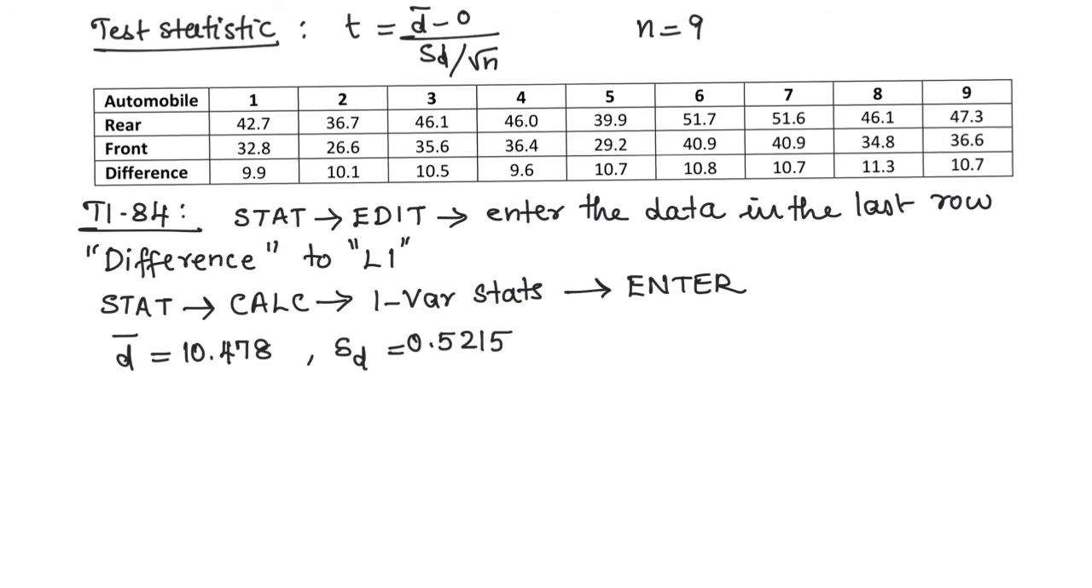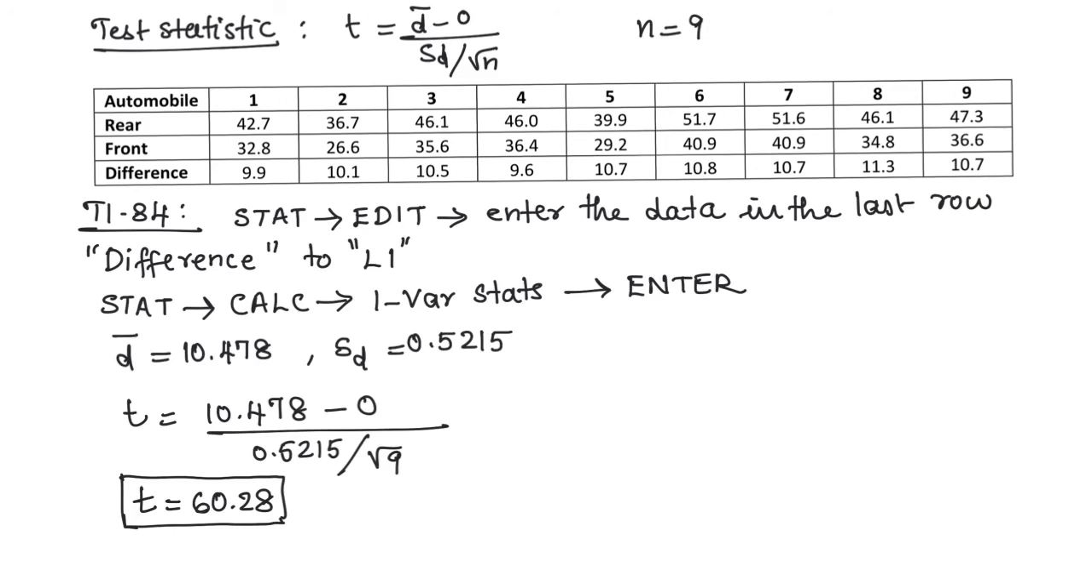First press stat, then select edit, then enter the data in the last row, the differences, into list L1. Then press stat again, then highlight calc, then select the option 1-Var Stats and press enter. Then you will get the mean and standard deviation of the differences. Then substitute these values into the formula to find the test statistic. Test statistic is 60.28.